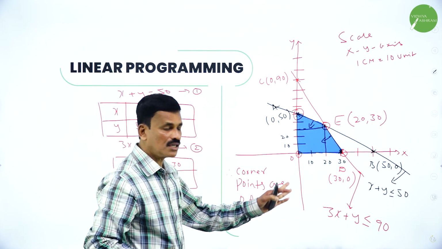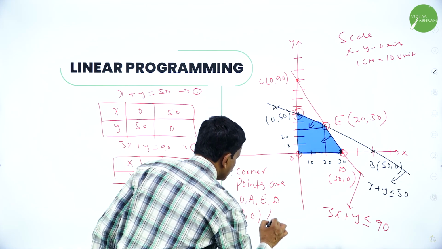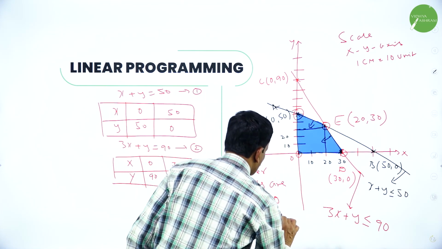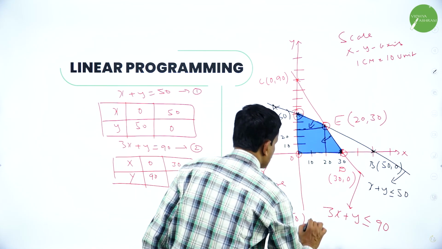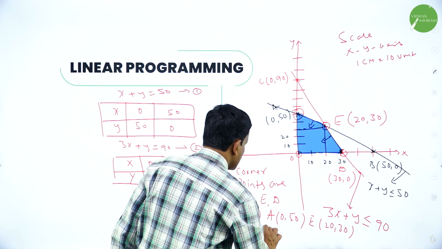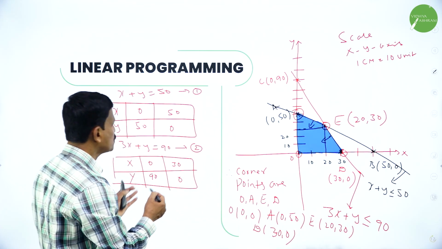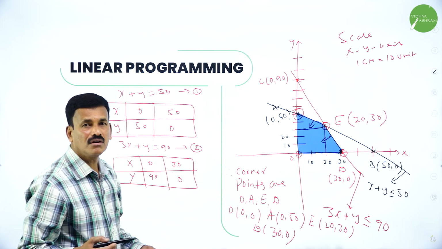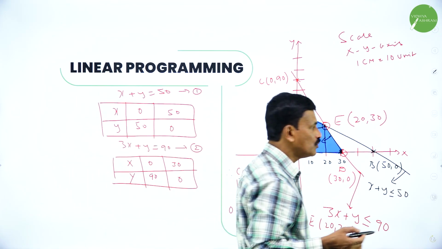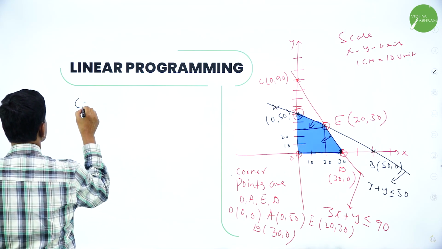Therefore, the corner points are O 0, 0, A. What is A? A is 0, 50, and what is E? E is 20, 30, and D. What is D? D is 30, 0. These are the corner points. Now, substitute here and find out the maximum value of Z. Okay. Now, I will do the corner points here.